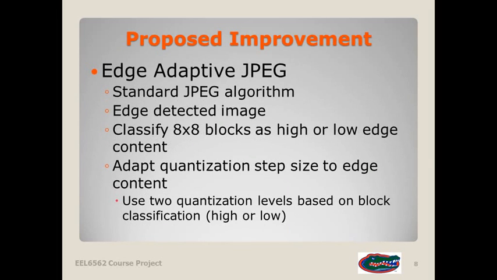For the edge adaptive JPEG method, we used a basis of the standard JPEG algorithm. Then we used an edge detected image. We classify the 8x8 blocks in the image as high or low edge content. Then we adapt the quantization step size to the edge content. For my implementation, I'll use 2 quantization levels based on the block classification as either high edge content or low edge content.